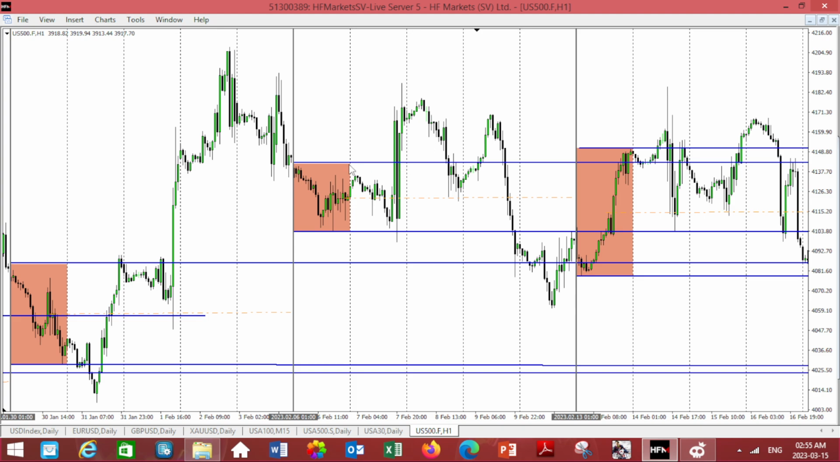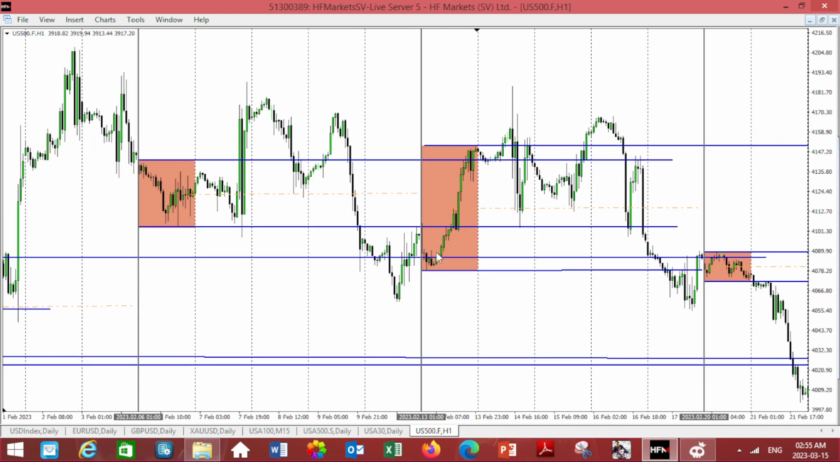So look at how price is respecting this level and this level here and the equilibrium of it. Nice reaction indeed. Price runs below it, gets delivered to this low here, and you can see how price is just playing around these levels here. Then we have a new week again.